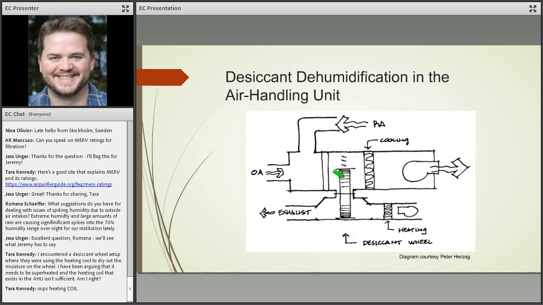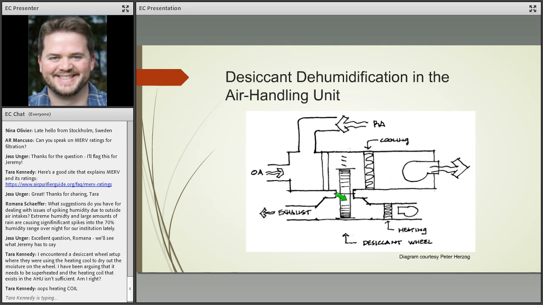While up here, the moisture that has been absorbed on the wheel here, the air that passes through, is now going to be at a warm condition, but a relatively dry condition. It will be hot and dry, if you will. So that hot, dry air has to be cooled in order to get it to the right condition to send now downstream out to the space.